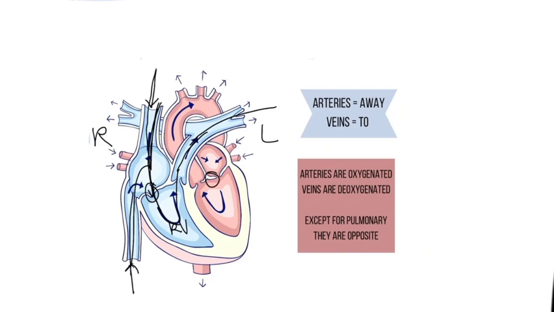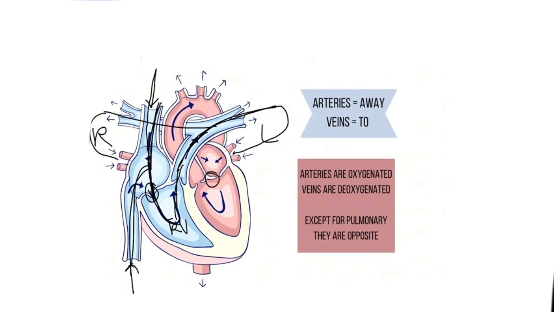So once again, unoxygenated blood comes back from the body. Superior and inferior vena cava goes into the right atria, through the tricuspid valve, into the right ventricle, through the pulmonic valve, and then through the pulmonary artery to the left and the right lungs. Once the blood is in the lungs, it becomes oxygenated, and then it returns through the pulmonary vein, because it's bringing the blood from the lungs back to the heart.